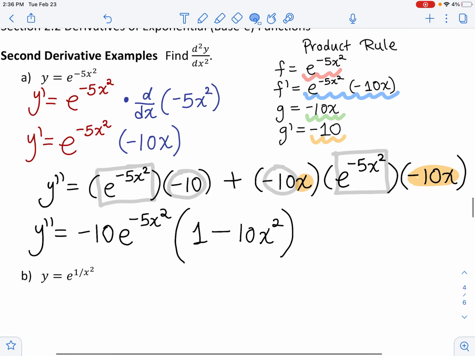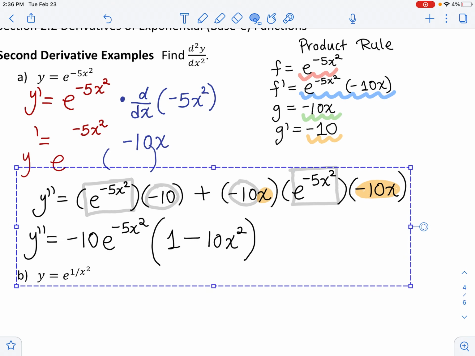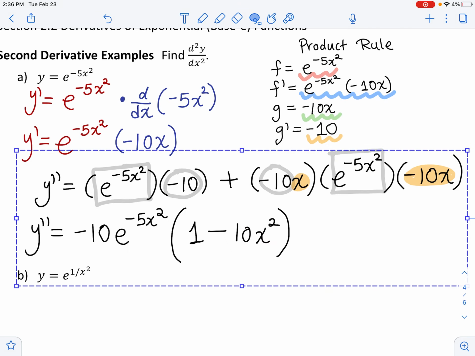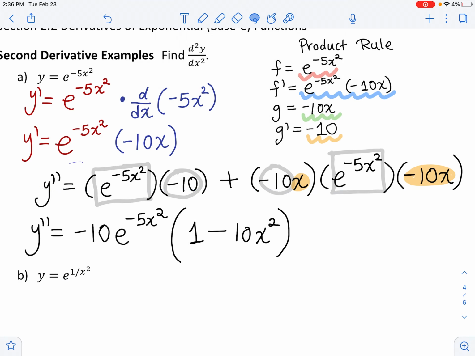And I was looking at this to see if I can simplify any further, but that looks like it. So, let me try to make this a little bit smaller. I'm done. You can stop watching.